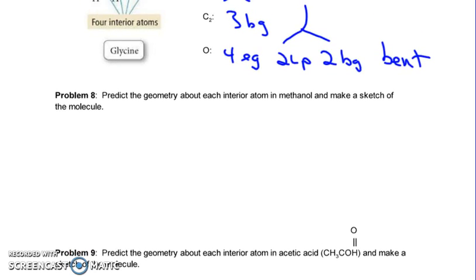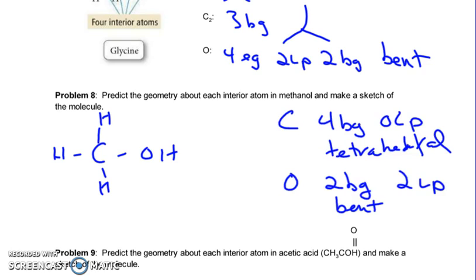Predict the geometry of methanol and sketch the molecule. Well, methanol is this. So why don't you go ahead and pause this, figure it out, and then we'll come back. Okay, so carbon has 4 bonding groups, 1, 2, 3, 4, no lone pair, tetrahedral. Oxygen has 2 bonding pairs and 2 lone pairs, bent.